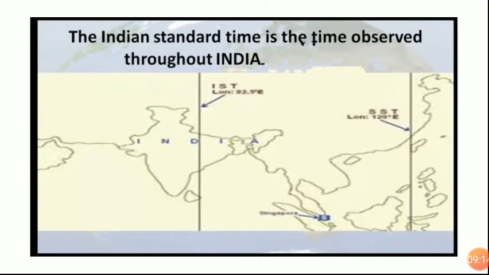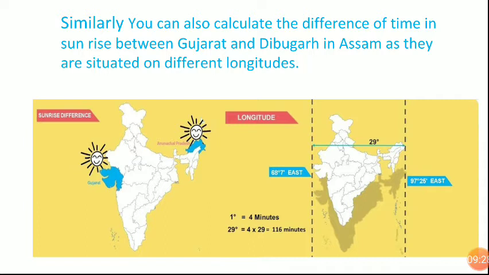Now, this picture is just to show you where the IST is situated. Right? You observe, what do you observe? Latitude and longitude, right? This is a picture in which two different places are given. That is Gujarat, and here Dibrugarh in Assam, which is the easternmost point of India. Now this is the homework.